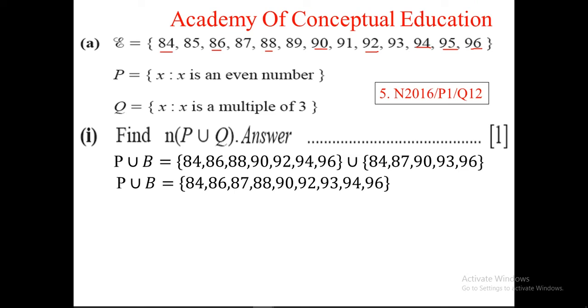Now just count the number of elements of P union B. If you count these numbers, there will be 9 numbers. You can see 1, 2, 3, 4, 5, 6, 7, 8, 9. So the final answer for the number of elements of P union B will be 9.